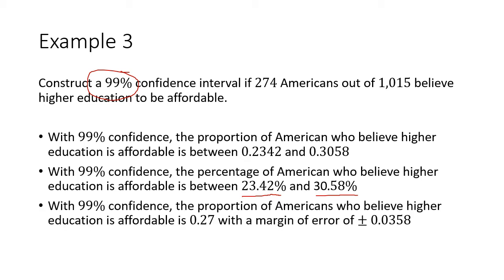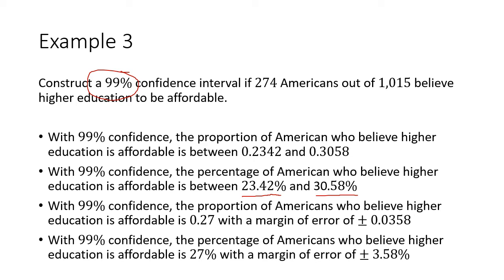Of course, my conclusion can also go back to the point estimate. So with 99% confidence, the proportion of Americans who believe higher education is affordable is 0.27. Remember, that didn't change. But the margin of error is now 0.0358. Or as percentages, with 99% confidence, the percentage of Americans who believe higher education is affordable is 27%, with a margin of error of plus or minus 3.58%. So again, my margin of error got bigger because I had more confidence in my answer.